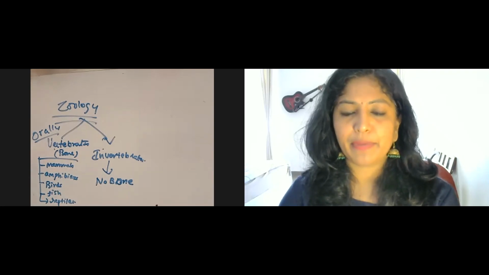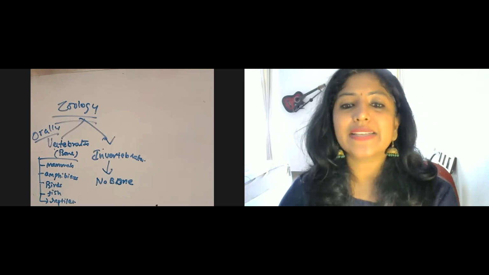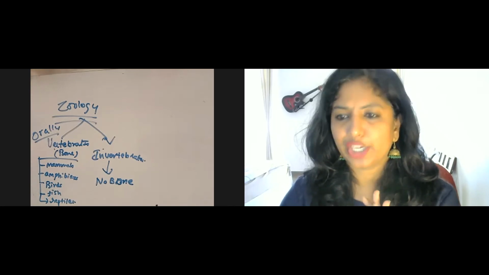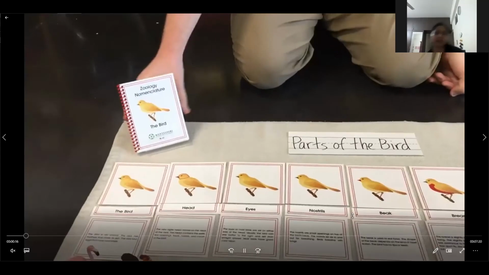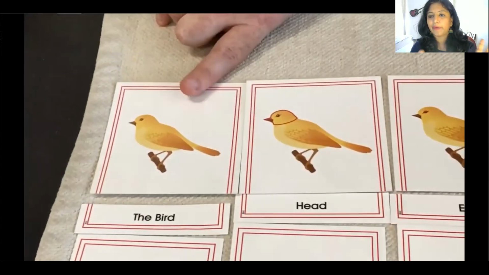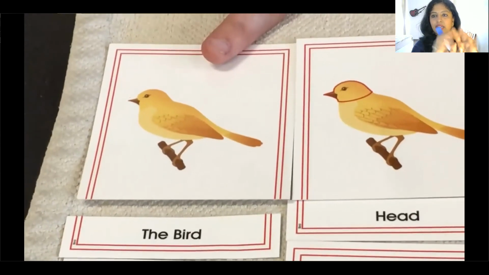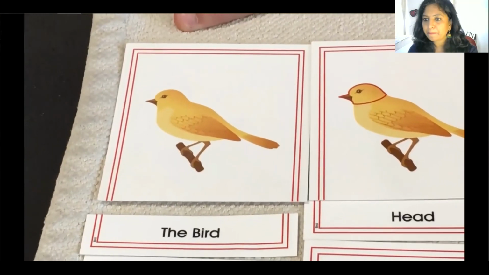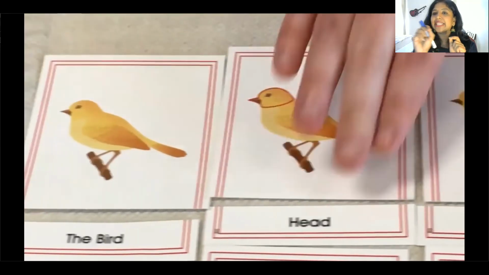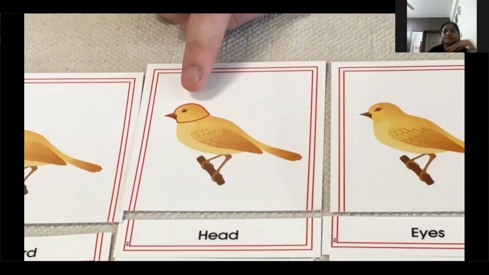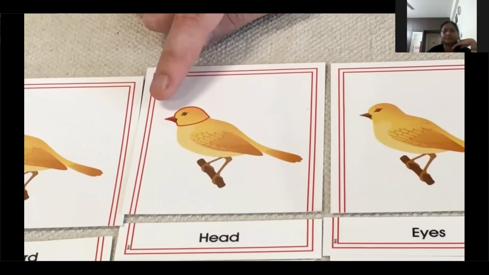Now, for example, if you want to teach about the parts of a bird, which card do we use? Do we use a classified card or a nomenclature card? Nomenclature card, correct. So as I said, in nomenclature, the first thing is a bird, the complete bird. Now, if I want to introduce the other parts of the bird, I will highlight them with a color. See, this is the head. Can you see the head? Yes, the head is highlighted with the red color.